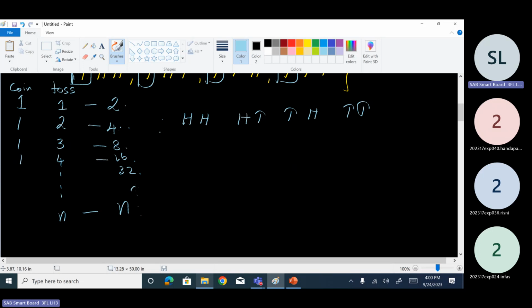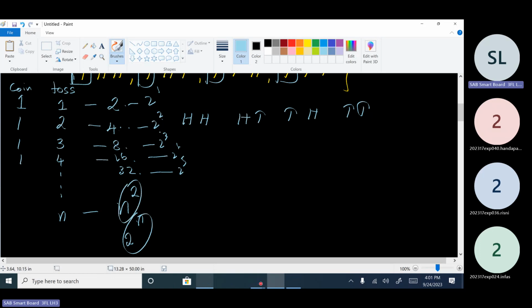Is it n squared or 2 to the power of n? Look at the sequence: 2, 2 to the power of 1, 2 to the power of 2, 2 to the power of 3, 2 to the power of 4, 2 to the power of 5. So one coin you toss n times, 2 to the power of n. Now what is this n? How many times you repeat it? So this is the number of repetitions, and it goes as the power.